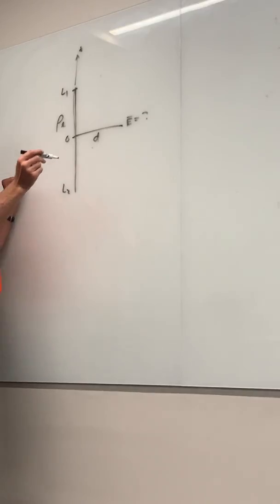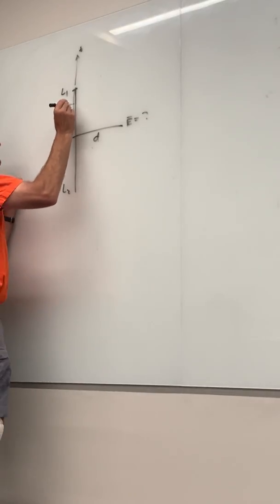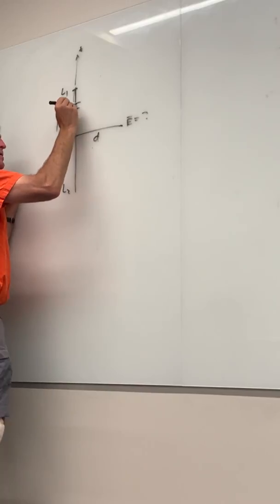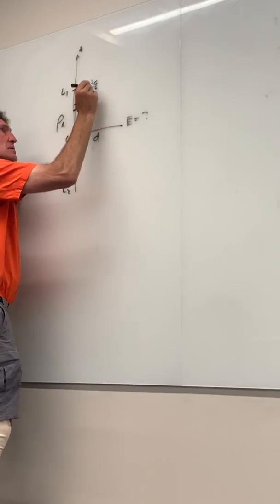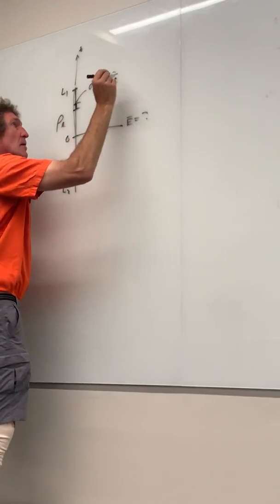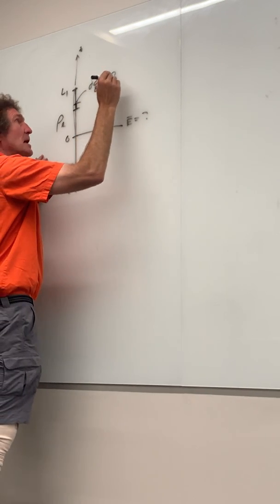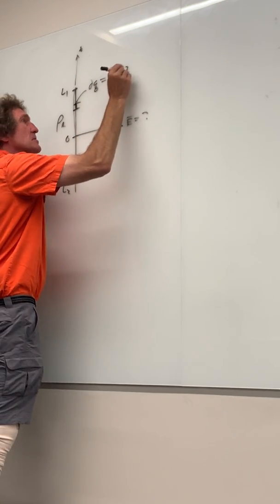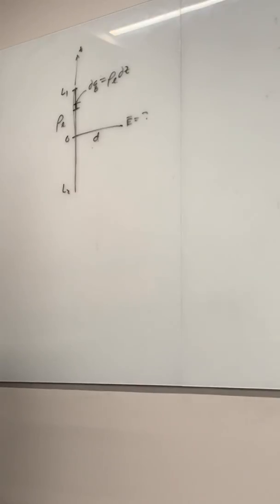So now what I'm going to do is this. I'm going to take a differential chunk of charge here. My dq, differential chunk, would be equal to rho L, whatever rho L is, it's constant in this case, times the differential dz. Does everybody understand that? Now this looks like a simple point charge, doesn't it?